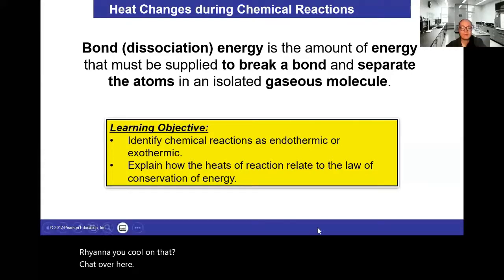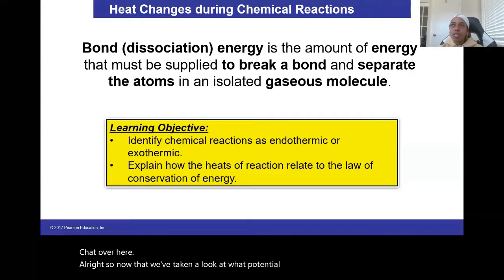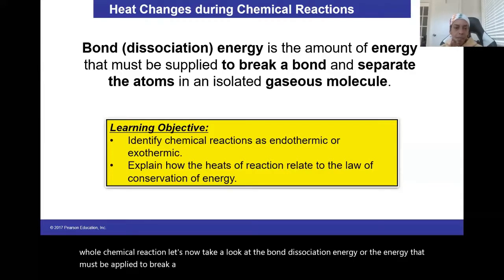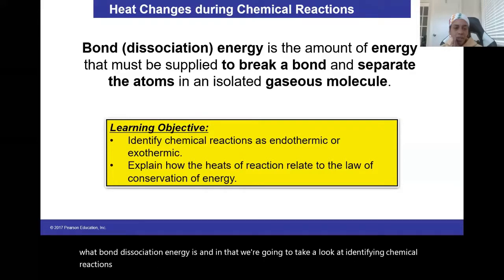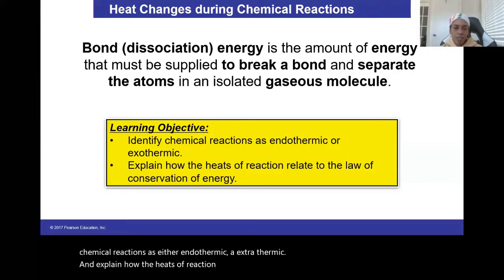Yep, looks good. All right, so now that we've taken a look at what potential energy is in the whole chemical reaction, let's now take a look at the bond dissociation energy, or the energy that must be applied to break a bond and separate atoms into isolated gaseous molecules. That's what bond dissociation energy is. And in that, we're going to take a look at identifying chemical reactions as either endothermic or exothermic, and explain how the heats of reaction relate to the law of conservation of energy.